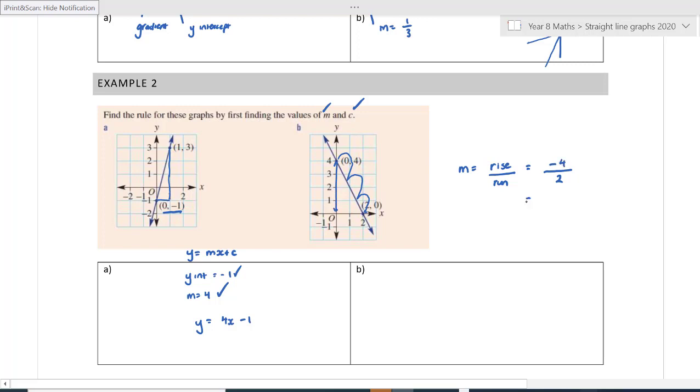We know that 2 goes into 4 2 times, and a negative divided by positive is a negative. So we've got our gradient there, which is -2. And now you notice that we've got the y-intercept. If I've got y is equal to mx plus c, that there is the y-intercept. So let's put together what we have. -2 is the gradient, that's the coefficient of x, and then plus 4.